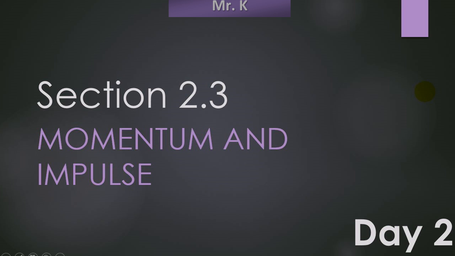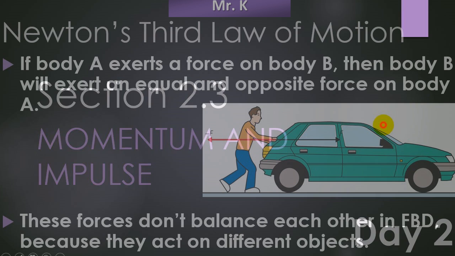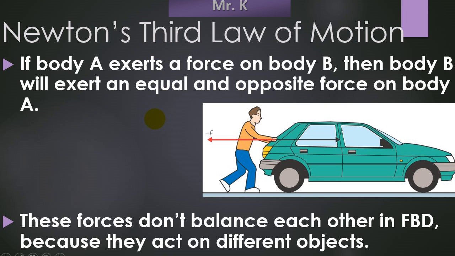Alright, this is day 2, section 2.3, momentum and impulse. Newton's third law of motion says if body A exerts a force on body B, then body B will exert an equal and opposite force on body A. And that's shown here in this picture. We have the man pushing against the car, so he's exerting force F on the car in the right direction.